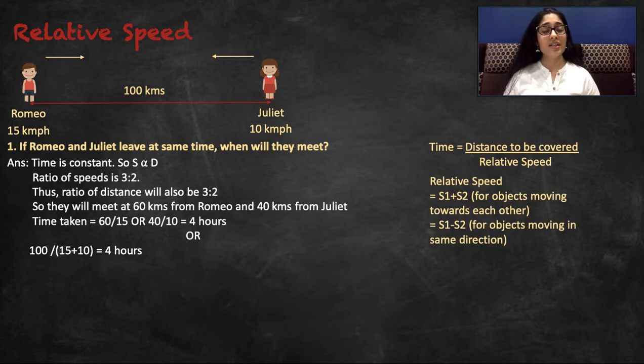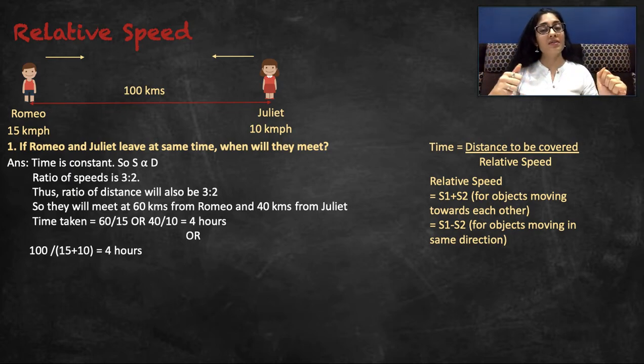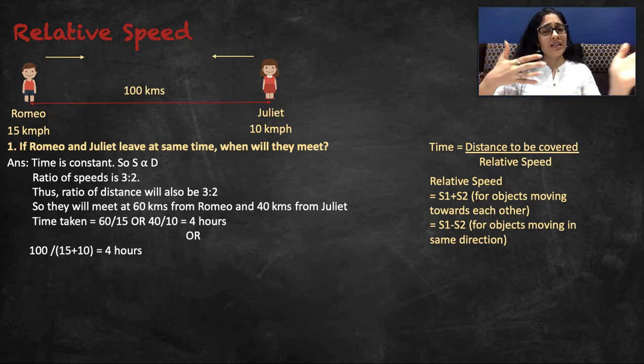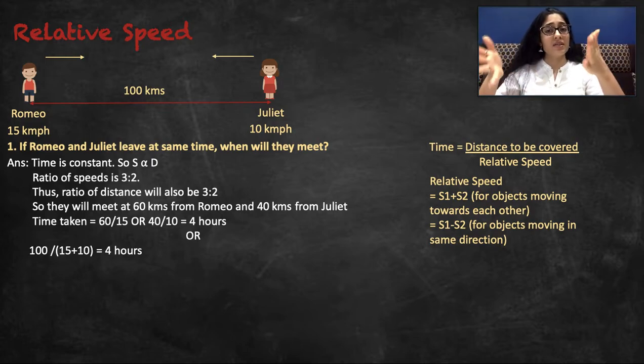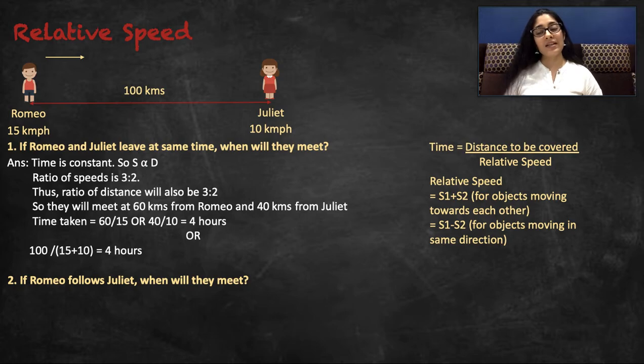So in short, relative speed will be the addition of the speeds when objects are moving towards each other, and relative speed will be the difference of the speeds if objects are moving one after the other or in the same direction, just because in that case the effective speed to cover the distance is going to be less. They are going to take more time, right? So let's see that type of an example.